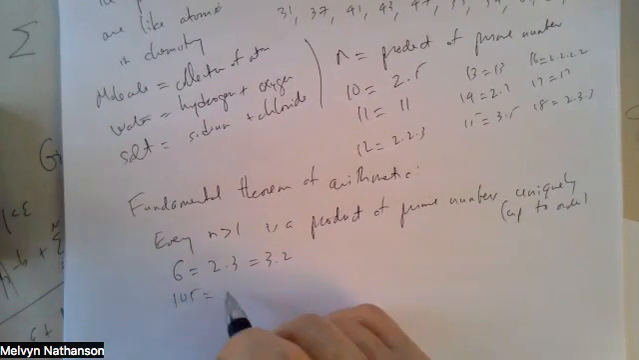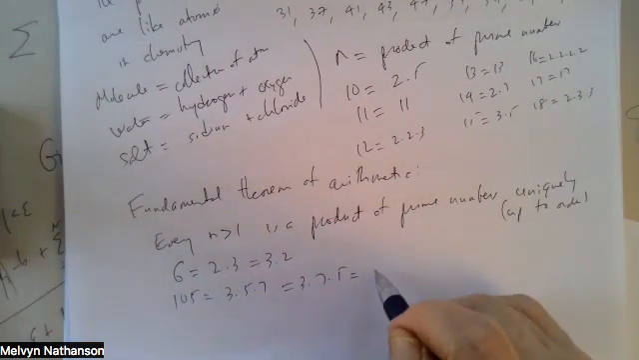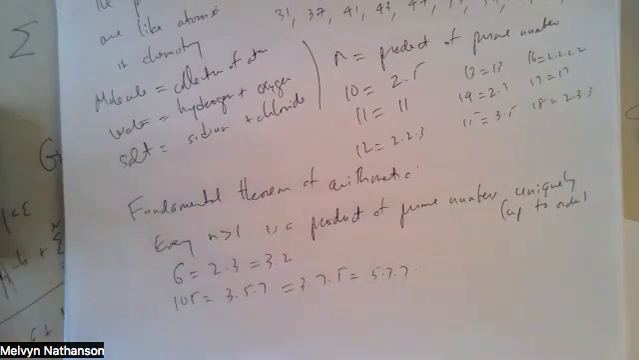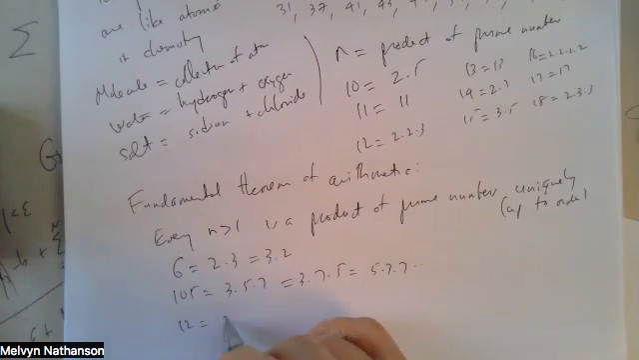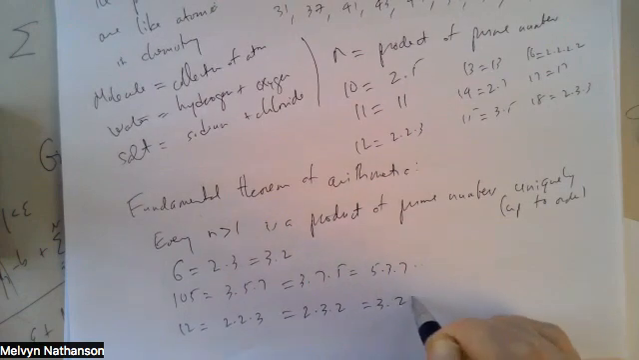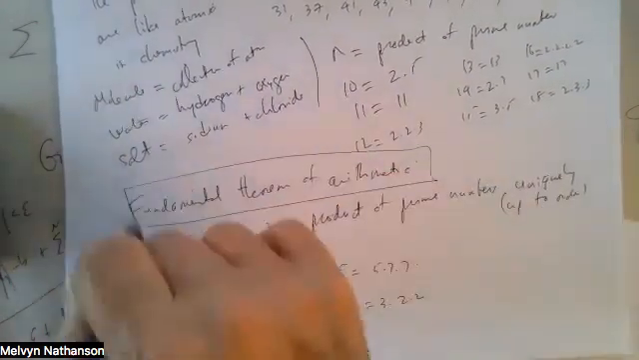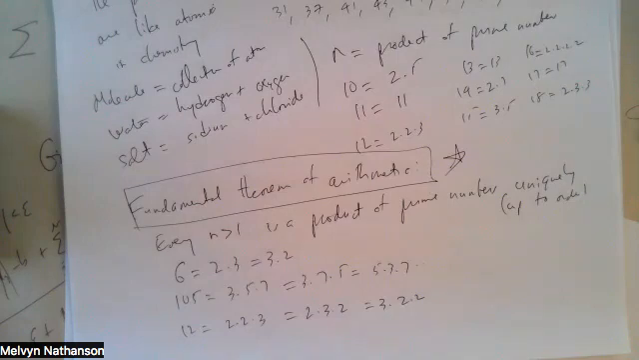Like 105 is 3 times 5 times 7. It's 3 times 7 times 5. It's 5 times 3 times 7. There are lots of ways to rearrange it, right? 12 is 2 times 2 times 3, 2 times 3 times 2, 3 times 2 times 2. 12 is a product of the primes 2, another 2, and 3, and you can rearrange the order, but you can't change the primes that occur nor how many times they occur. So this is what is called the fundamental theorem of arithmetic. Every number is a product of primes in a unique way.